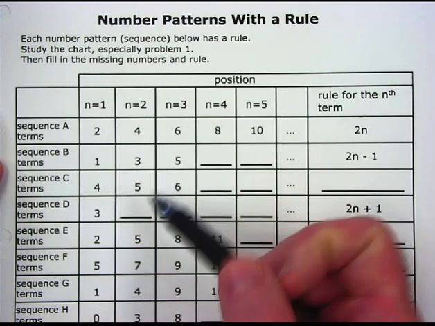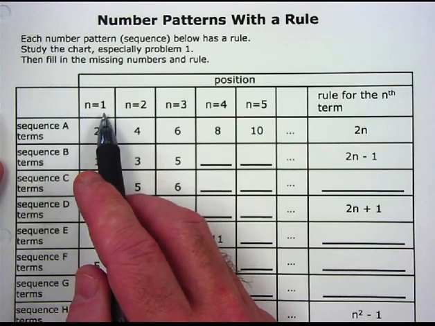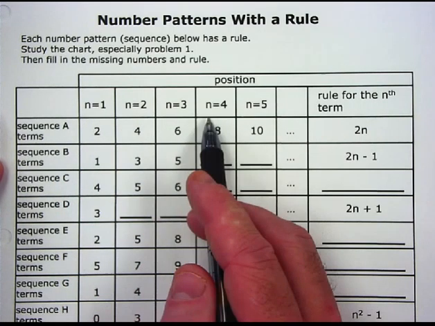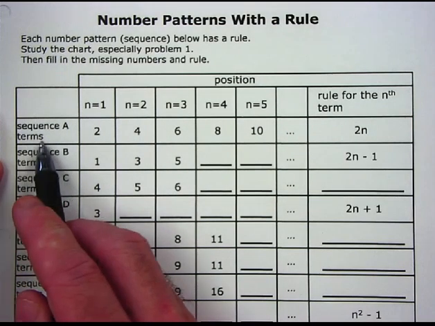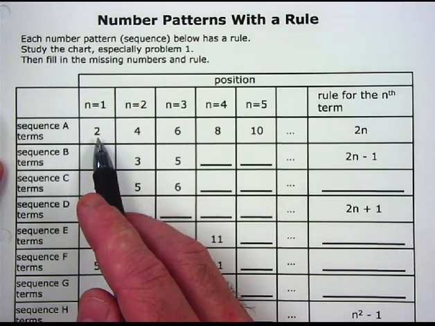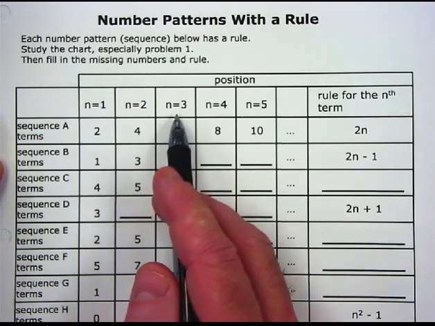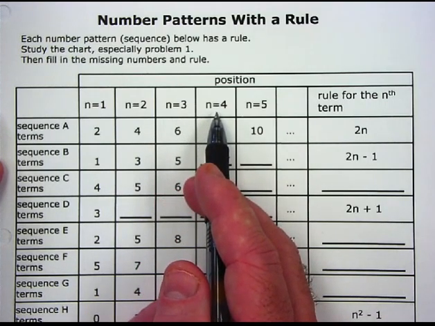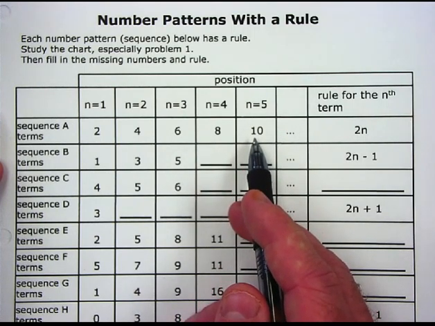So remember, our position is our input. For example, position 1, n equals 1, n equals 2, n equals 3, n equals 4, and n equals 5. And our terms would be the output. So when n equals 1, this term is 2 for this sequence. When n equals 2, the term equals 4. When n equals 3, the term equals 6. When the input, or n equals 4, the term equals 8. When n equals 5, our output or term equals 10.